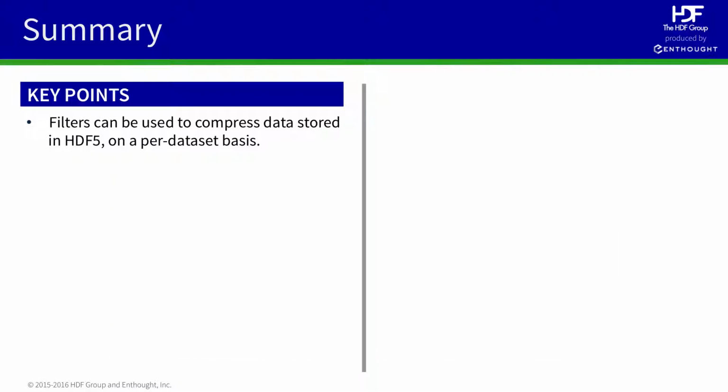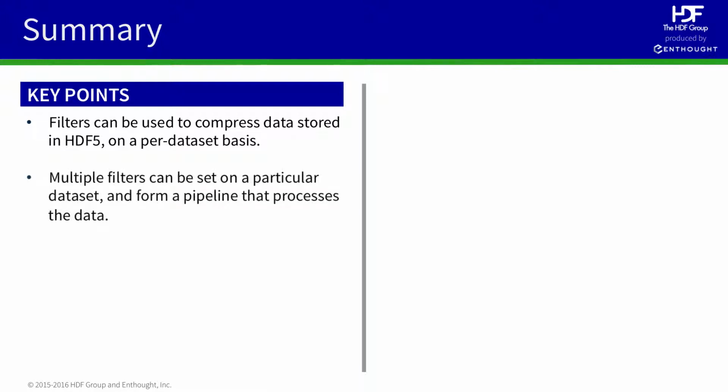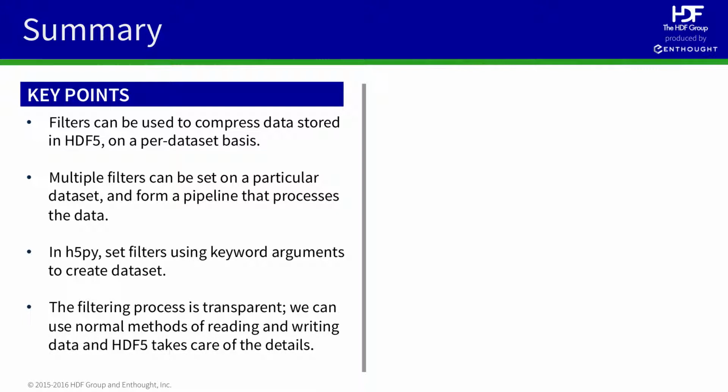To summarize, filters can be used, among other options, to compress data stored in HDF5, and they apply on a per dataset basis. You can apply more than one filter to an HDF5 dataset. In h5py, filters are specified using keyword arguments to create_dataset, and the pipeline is built for you. Importantly, the entire process is transparent for reading and writing data. We can use our usual methods of NumPy slicing and indexing, and HDF5 will handle all compression and decompression for us in the background.